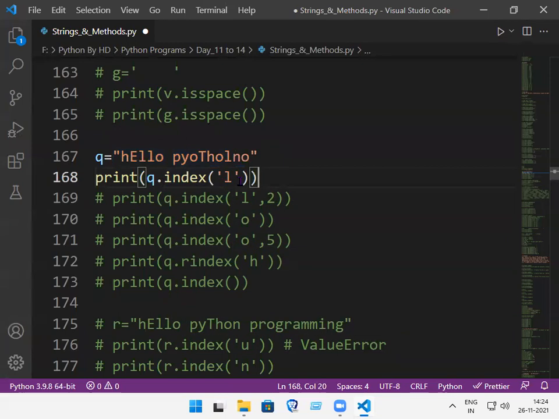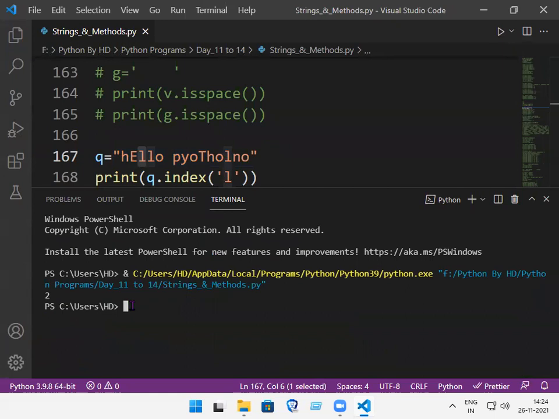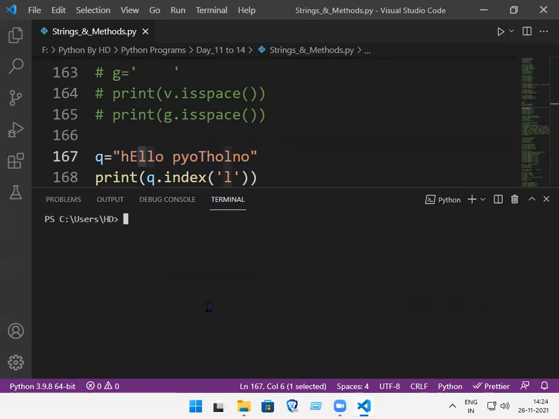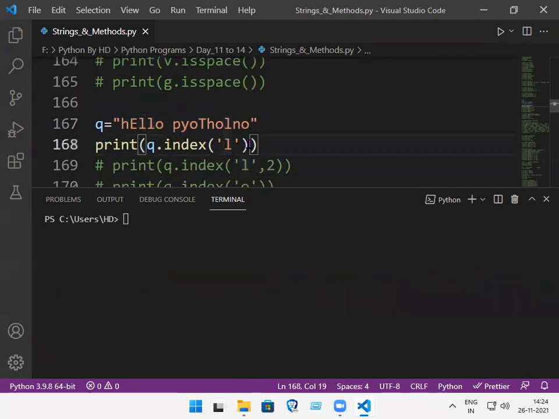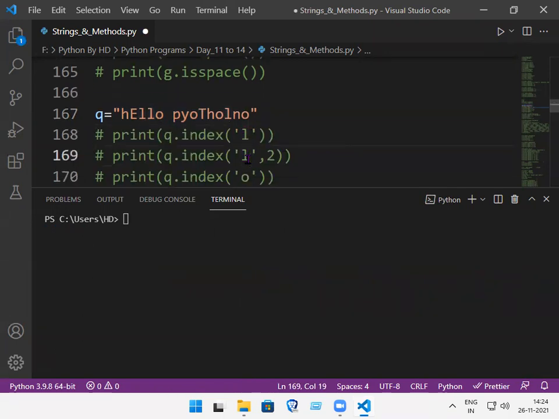So what I want to say, I want the index of L. By default, it will start counting from which side? Left side. Means if I say L, from this L or this L or this L, what is coming at the starting? 0, 1, 2. Let us say 2 comes or not? Yes, 2 came. So index will come from the left side. Now I want the index of L after 2, because I know here it is 2. I want after 2 again where L is there.